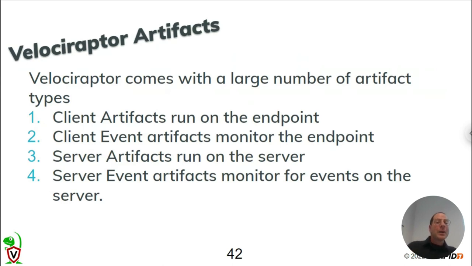But we also have event artifacts, which I'm not sure if we're going to talk about today. We won't have too much time, but client event artifacts are a way of writing real-time detections on the endpoint in VQL, right? So you can actually create these detections in real time. And server event artifacts are a way of writing real-time detections on the server. So, a similar thing.